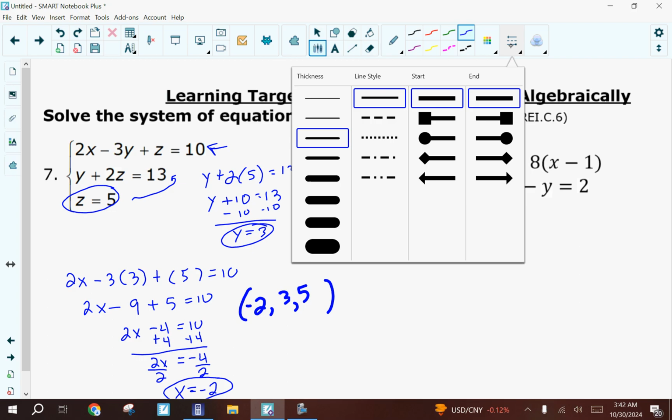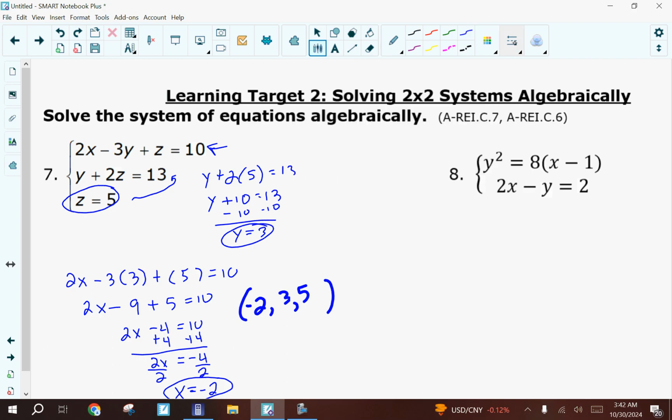Okay, the next one, it's got an exponent, so I'm going to try to do some y equals stuff. So I'm going to take the bottom one and solve it for y. So I'm going to subtract 2x. I'm going to subtract 2x here. So this is negative y equals negative 2x plus 2. Then I'm going to divide everything by negative 1. So y equals 2x minus 2.